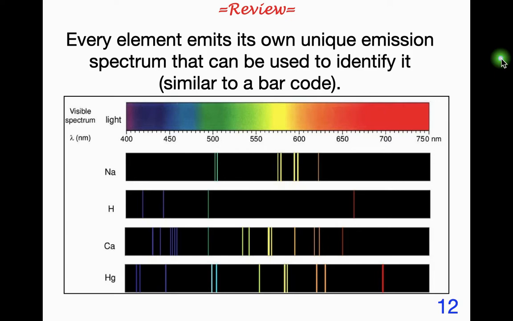Every element emits its own unique emission spectrum that can be used to identify it. So sodium would give off these lines, hydrogen these, calcium these, mercury these, etc. This is how we can look at the stars, say, and know what they're made of, because we can pass the light through a spectroscope and analyze it and identify the elements from which it must be made. We can do that with the planets, with the moon, anything that gives off light, we can analyze it using a spectroscope.